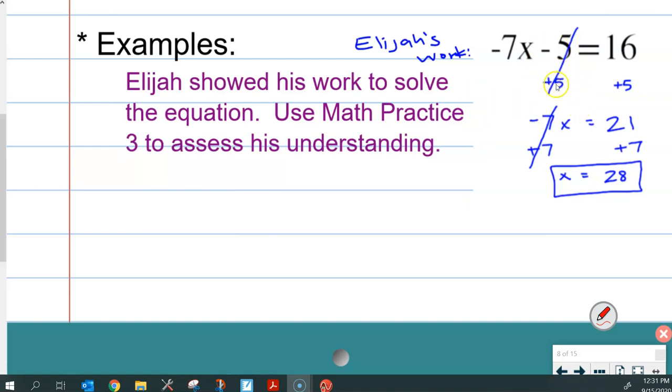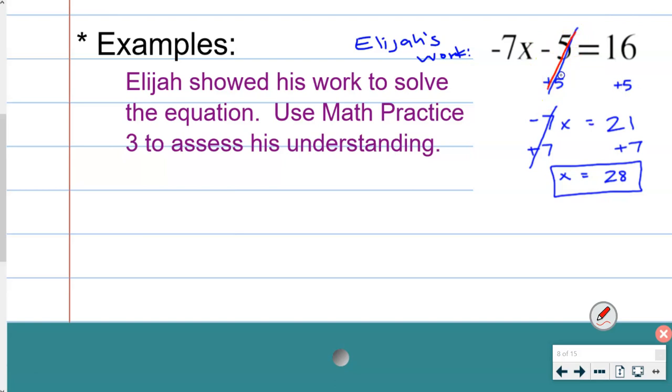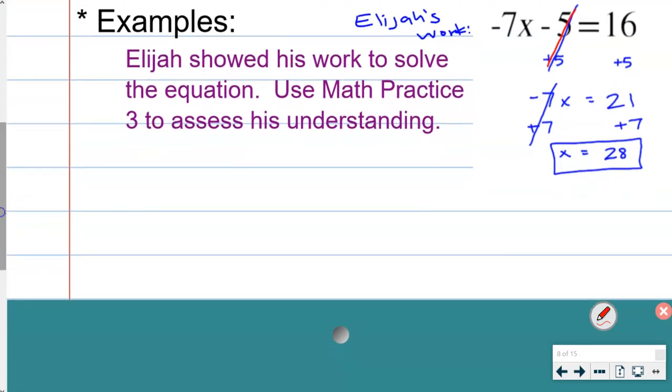Okay, so we add 5 to each side. That looks great, right? What happens when you have subtract 5 and you add 5? Well, it zeroes out. That's why you don't need to worry about that. Okay, and 16 plus 5 is 21. So first step looks great. I'm really impressed with Elijah's work on that first step. What about the next step? What are you seeing? Lucas?